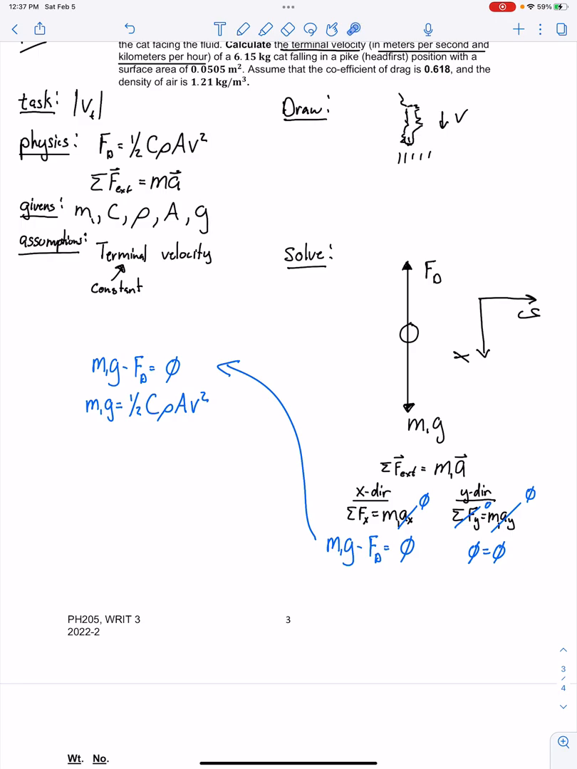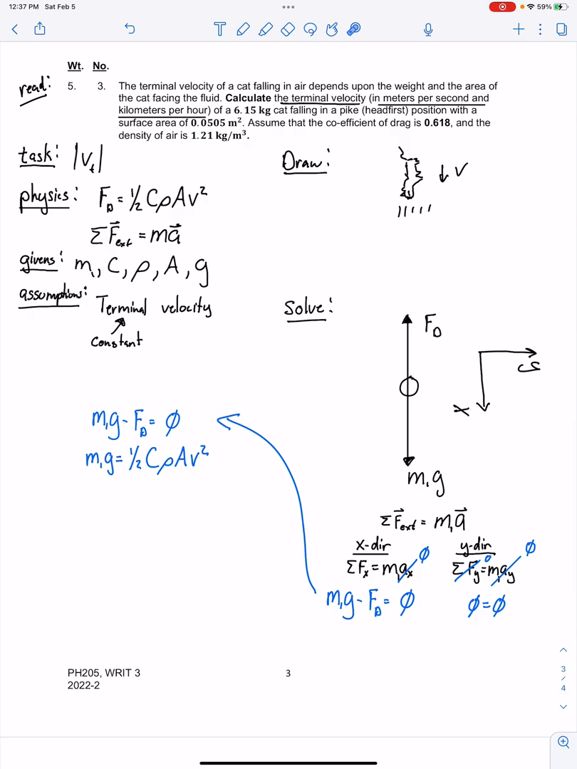So now that we've got our equation of motion, this is a good time to go back. What is it we're solving for? We're solving for velocity. You always want to do that before you start your algebra. Double check what it is you're solving for and your givens, and make sure that your expression is in terms of the thing you want, which is velocity, and your givens, which we are good because we've got M1, G, C, rho, and A. So all of those are givens.